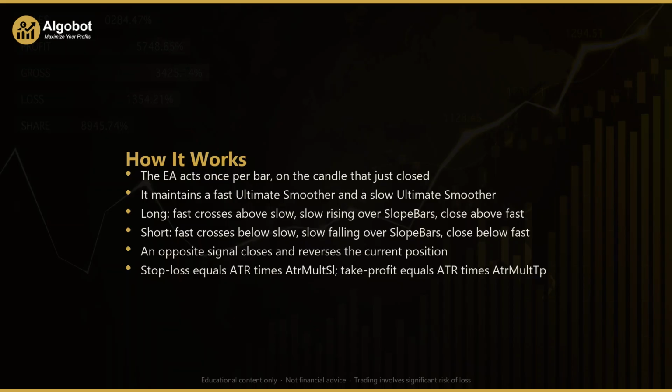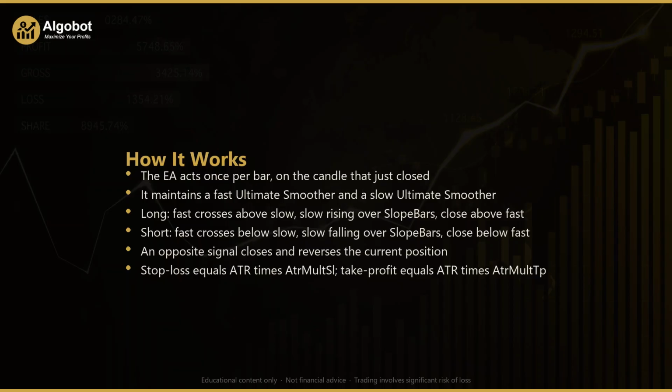The short signal is a mirror image. The fast smoother must cross below the slow smoother. The slow smoother must be falling over the SlopeBars window, and the latest close must sit below the fast smoother. Only when all three agree does the strategy signal a short. Position handling is straightforward. If an opposite signal appears while a trade is open, the strategy closes that position and reverses into the new direction. If a signal points the same way as an existing position, it simply stands aside because it is already aligned.